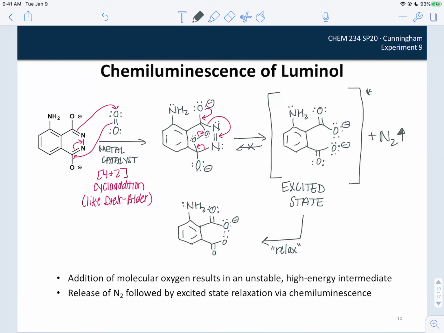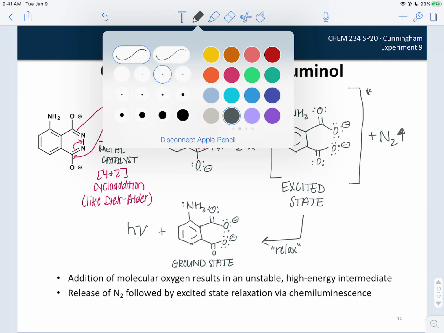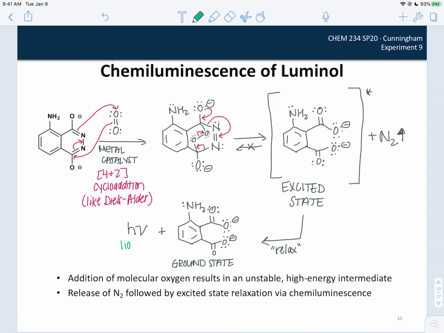And so the chemical structures of these look the same. We represent that they are different by putting our excited state in brackets with a star. And then we have our ground state here, which we do not put in brackets. And here we're also generating light, and so we're going to express that by labeling it h nu. And that's what's going to cause our luminol to glow.